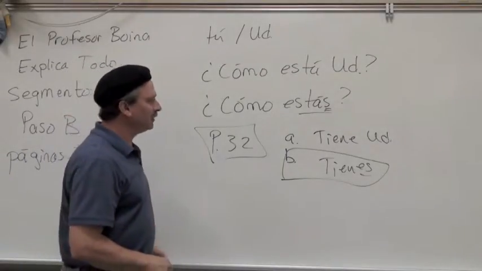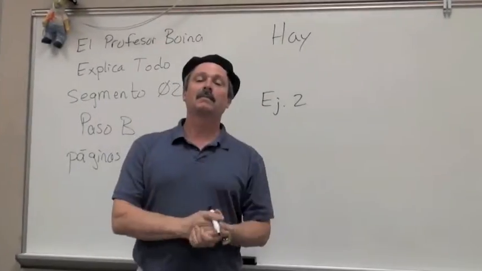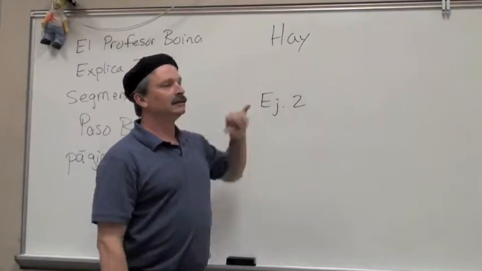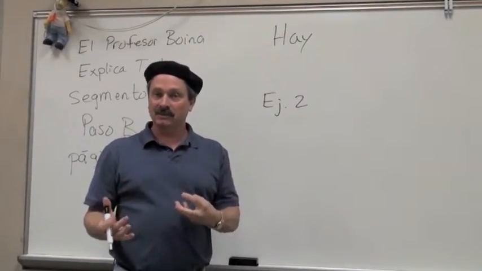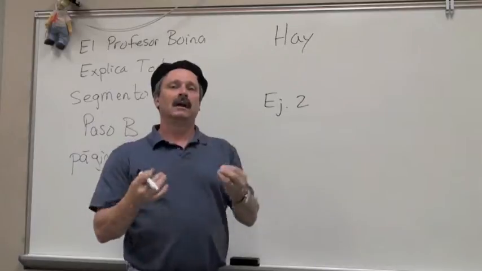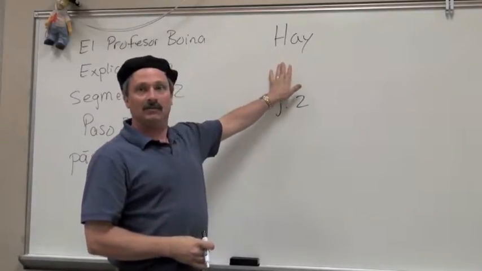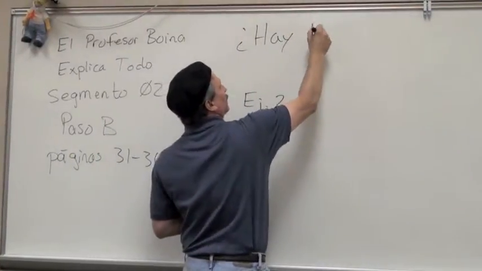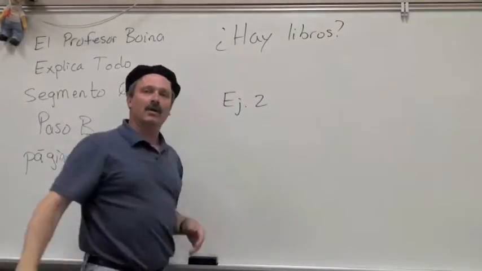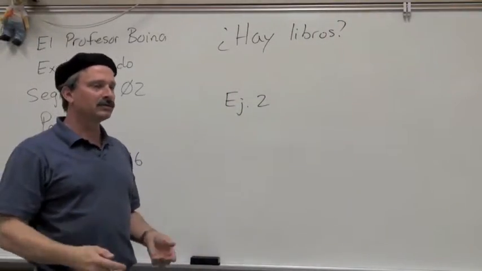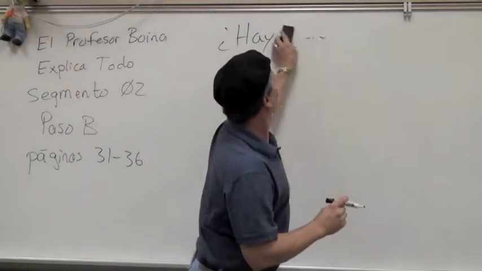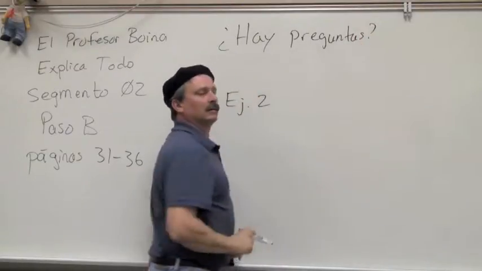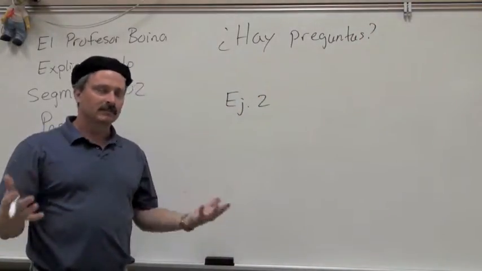Página 32. The next topic in Paso B is this three-letter word, all-important three-letter word, hay. Hay expresses existence. In English we say there is or there are. Hay. In Spanish, hay covers both the singular there is and the plural there are. And it also asks the question, ¿Hay libros? Are there books? Are there any books? ¿Hay libros? You'll hear me asking a lot in class. ¿Hay preguntas? Are there any questions? ¿Hay preguntas? You'll hear this a lot.